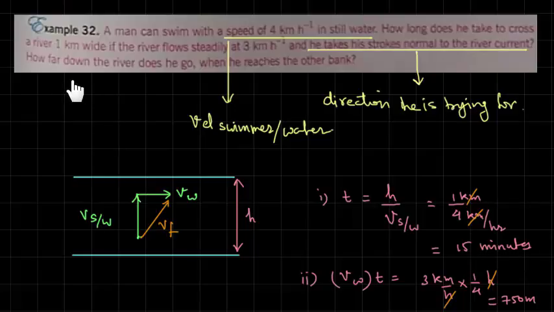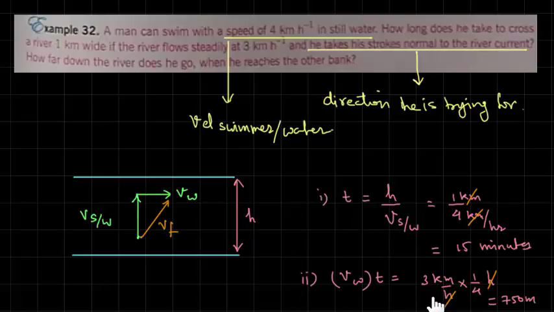How far down the river does he go when he reaches the other bank? So he was supposed to go here, but he will be landing somewhere along this side. How far it will go is its horizontal velocity component times time. So horizontal velocity is Vw, because this doesn't contribute anything to the horizontal velocity, and time we already found from here. So our answer will be Vw times time.